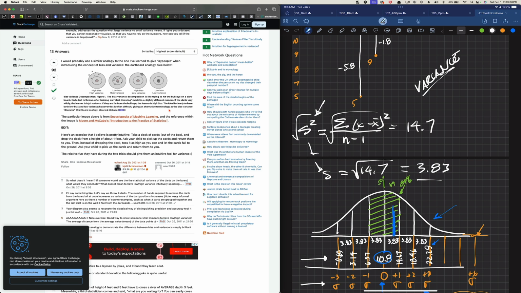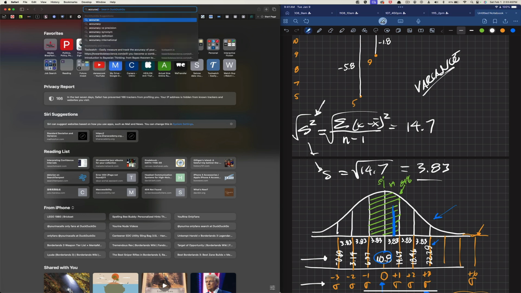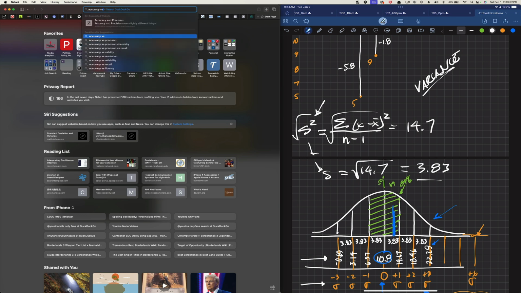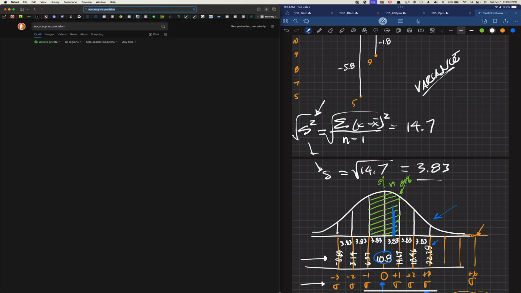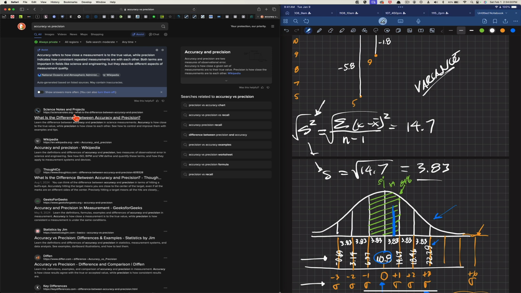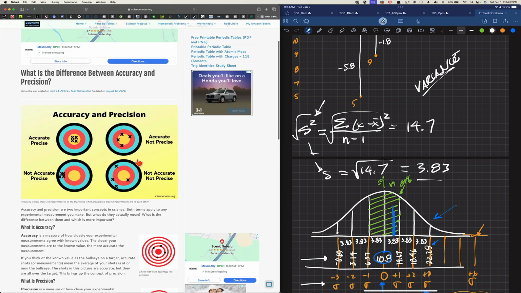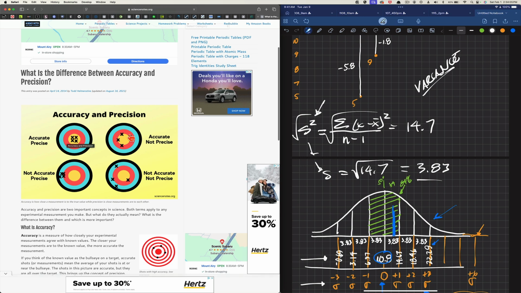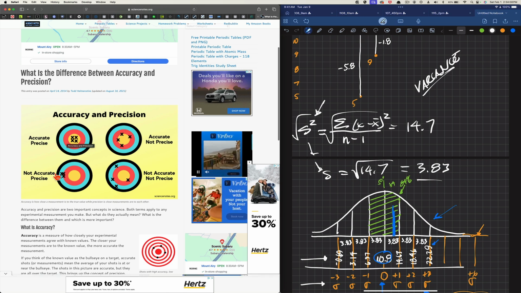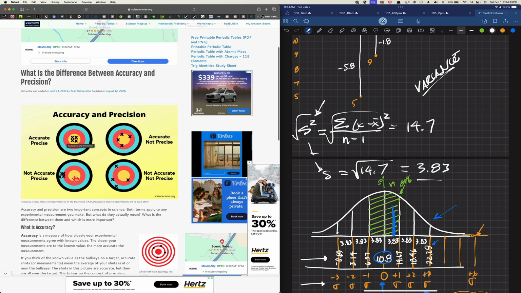It's kind of like talking about the difference between accuracy and what's the other thing? Accuracy comes up when we're doing significant figures. Accuracy versus precision. You may have remembered that discussion. Accurate and precise. Accurate but not precise. Not accurate but precise. Precise being all grouped together but not where you want it to be.